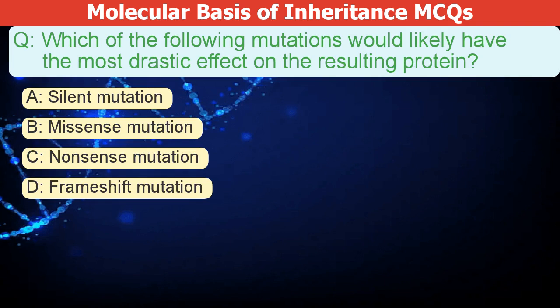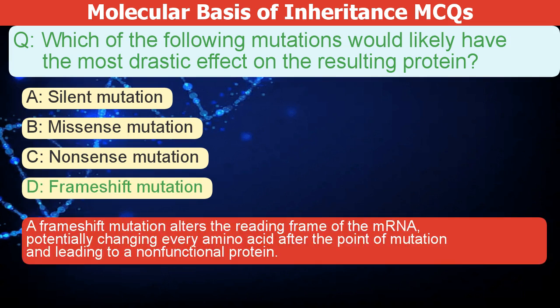Which of the following mutations would likely have the most drastic effect on the resulting protein? A. Silent mutation. B. Missense mutation. C. Nonsense mutation. D. Frameshift mutation. The correct answer is D. A frameshift mutation alters the reading frame of the mRNA, potentially changing every amino acid after the point of mutation and leading to a non-functional protein.